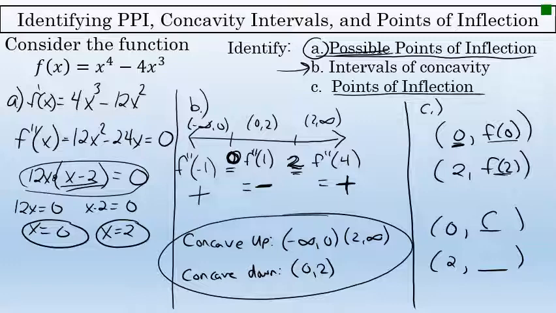F of 0 is equal to 0, so one point of inflection is 0, 0. F of 2 is negative 16, so the second point of inflection is 2, negative 16. This graph has 2 points of inflection, 0, 0, and 2, negative 16.